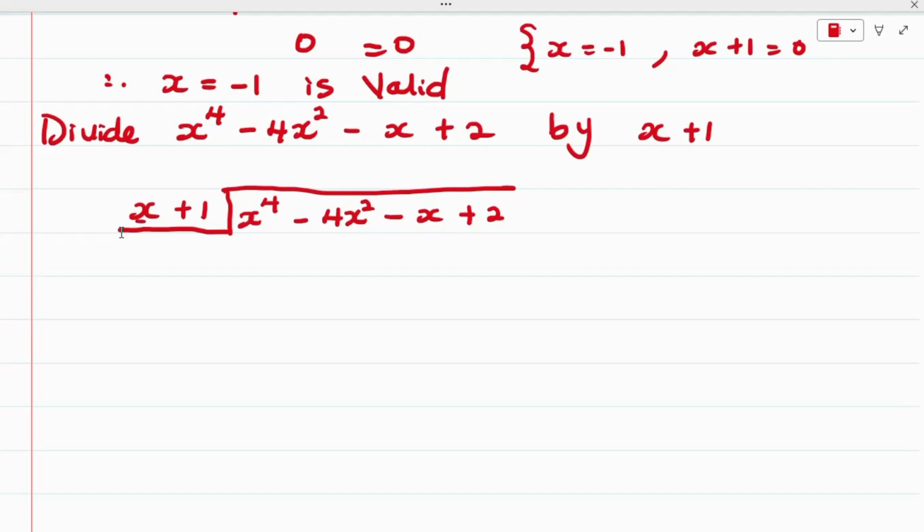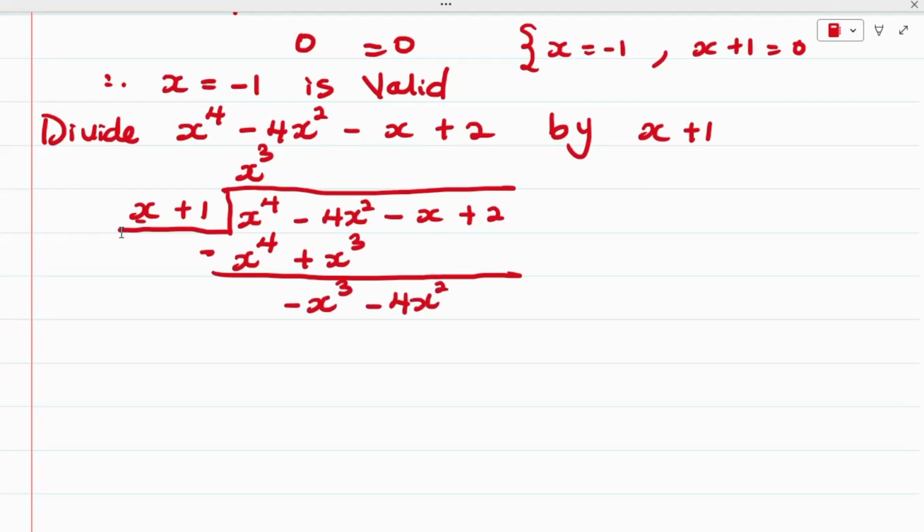So x divided into x raised to the power of 4, we're going to have x raised to the power of 3. And if we multiply x raised to the power of 3 by x, we have x raised to the power of 4 plus x raised to the power of 3. So if we subtract this, we know that x raised to the power of 4 minus x raised to the power of 4 is 0. So we have this to be minus x raised to the power of 3 minus 4x squared minus x plus 2.